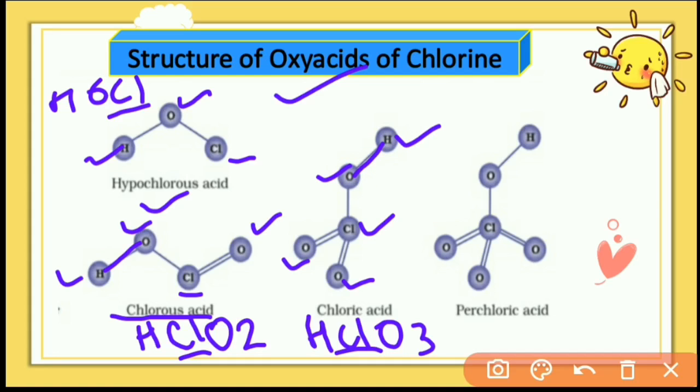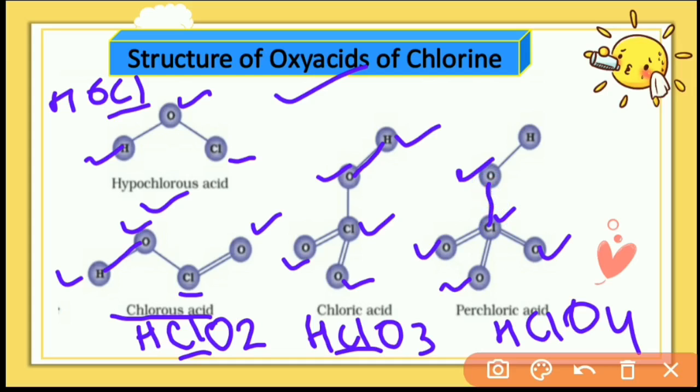Next acid is perchloric acid. Its formula is HClO4. So here 4 oxygen atoms are bonded with the chlorine atom. Here 3 oxygen atoms form double bonds with the chlorine atom and 1 oxygen atom forms a single bond with the chlorine atom, and 1 hydrogen bonds with an oxygen atom.